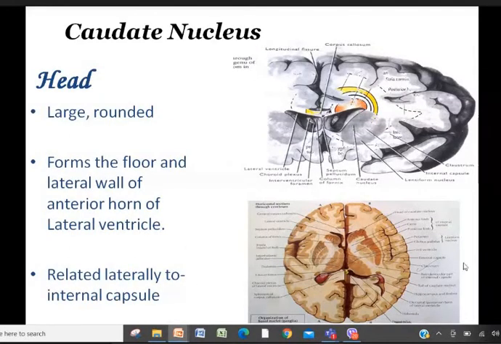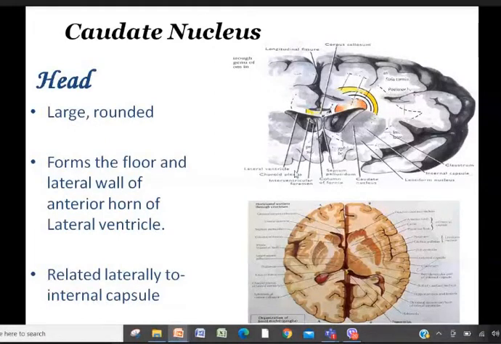So caudate nucleus, look at here. This is the head of the caudate nucleus. Focus on this. This is large and rounded. This head of the caudate nucleus forms the floor, anterior horn and lateral wall of the lateral ventricle. So this is the lateral ventricle.